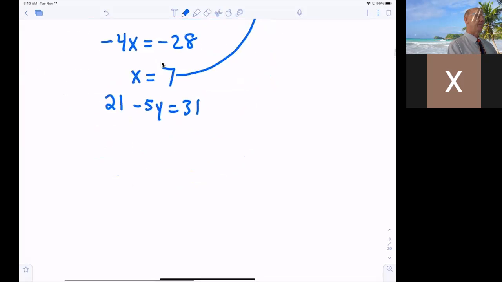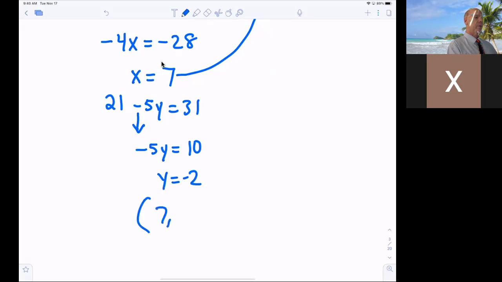So now what? Minus 21. You shouldn't have to write minus 21 on both sides. You should be able to tell me 31 minus 21 is what? 10. Now most people forget to bring down the what? The negative. So I have negative 5y equals 10. So y equals negative 2. So the answer here is 7 comma negative 2.